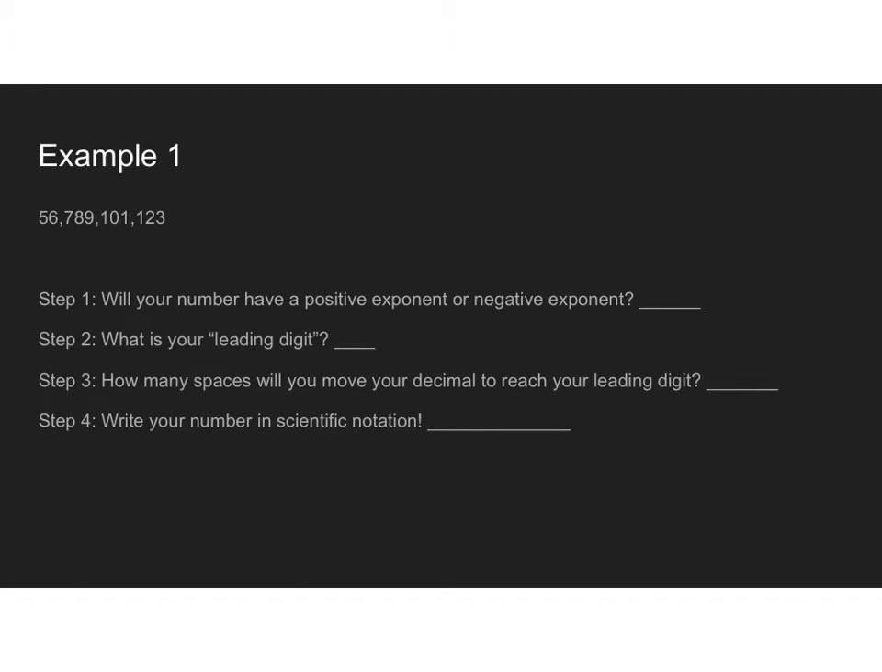All right, we're going to jump right into this. The first example is this number right up top, 56,789,101,123. We want to write this in scientific notation, which means we want to turn this very large number into a small number. Because it's a big number, it's going to have a positive exponent. You can just put a plus sign to represent positive, or you can actually write positive.